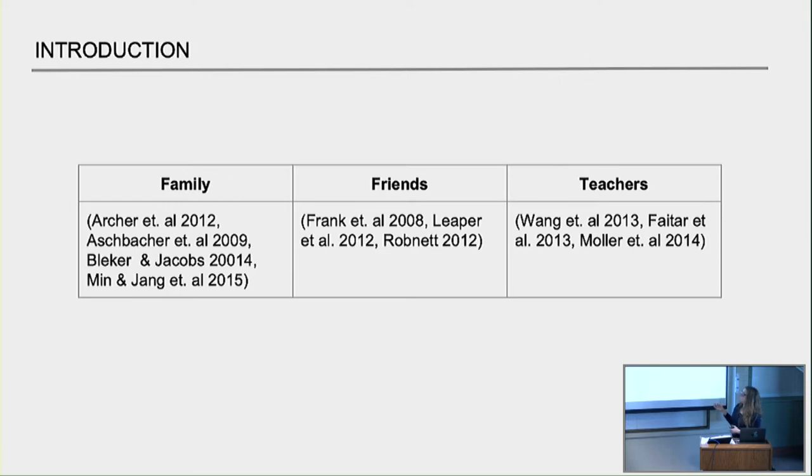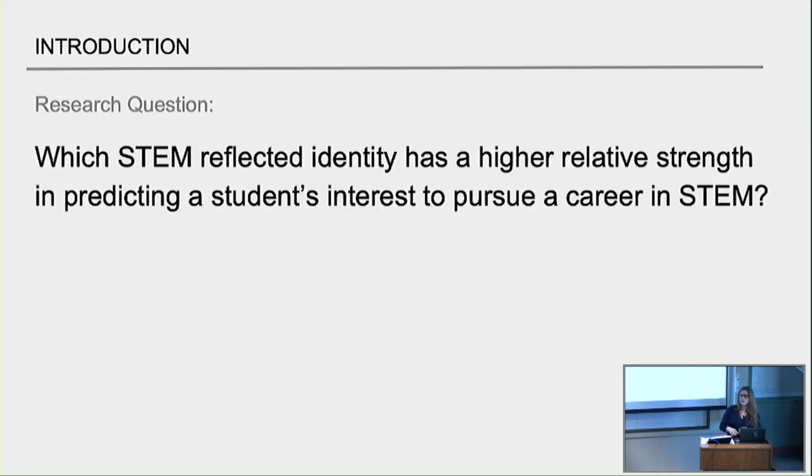In our literature review, we found various studies that talk about the perceptions that family, friends, and teachers have on student interest to pursue a STEM career. We've used a lot of the previous research to build our control variables. So based on the questions off the Frost survey, previous research, and the theoretical framework, our research question is, which STEM-reflected identity has a higher relative strength in predicting a student's interest to pursue a career in STEM?